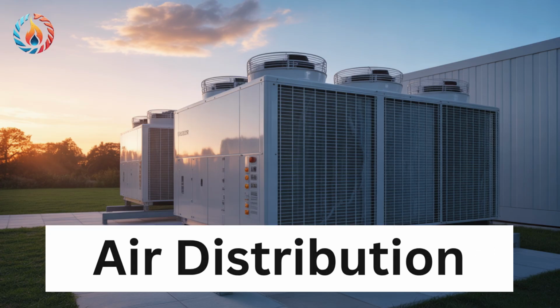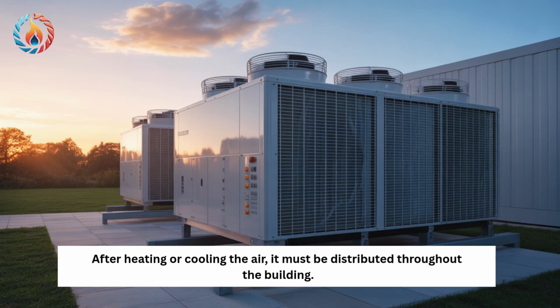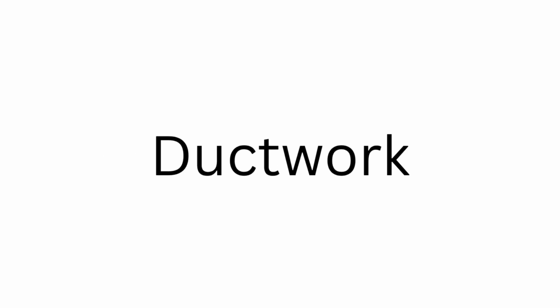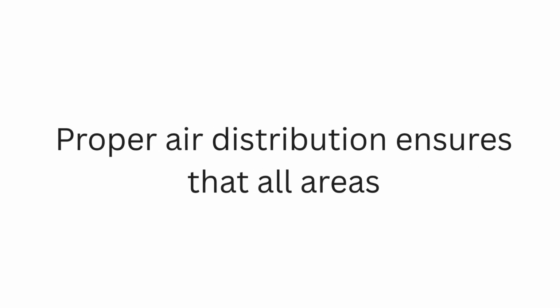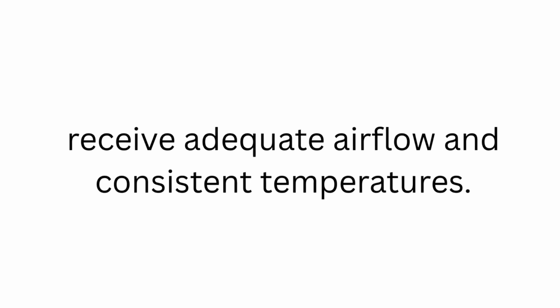Air distribution. After heating or cooling the air, it must be distributed throughout the building. Air distribution systems include fans, ductwork, diffusers, grills, and air handling units. Proper air distribution ensures that all areas receive adequate airflow and consistent temperatures.